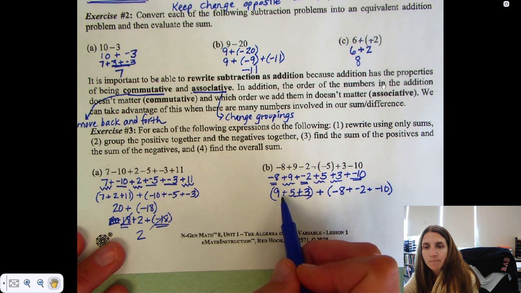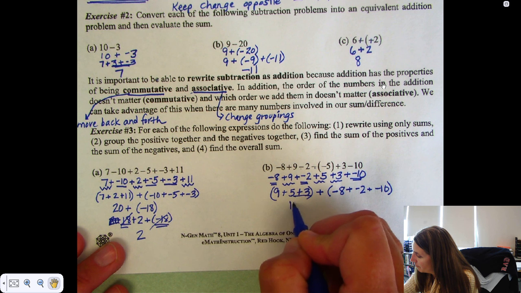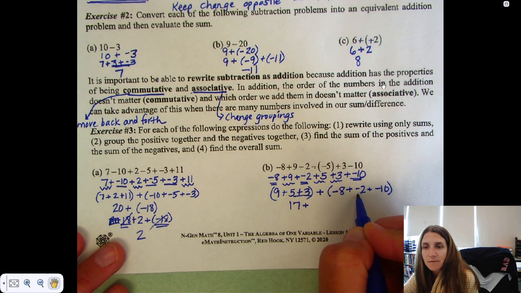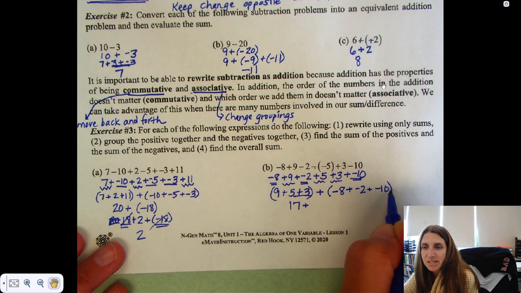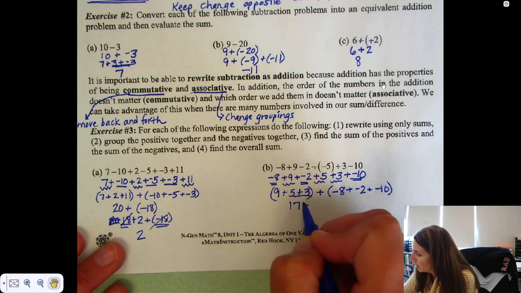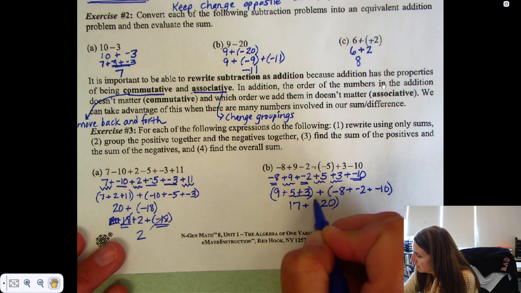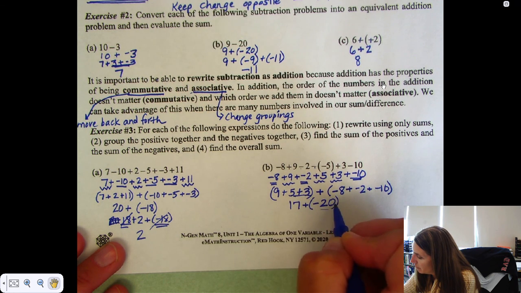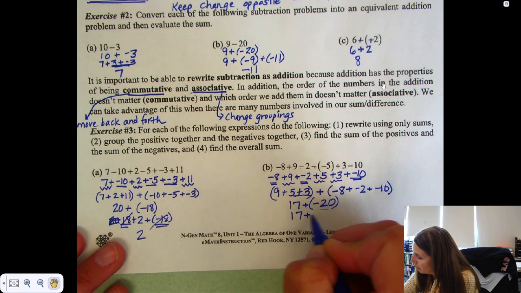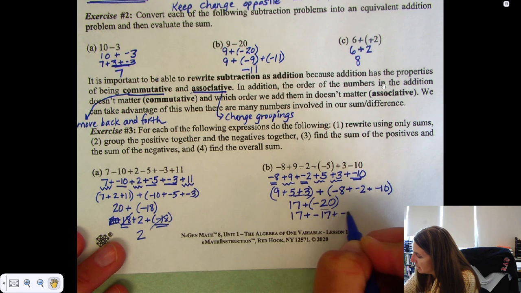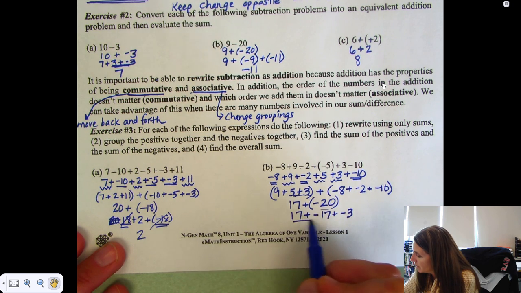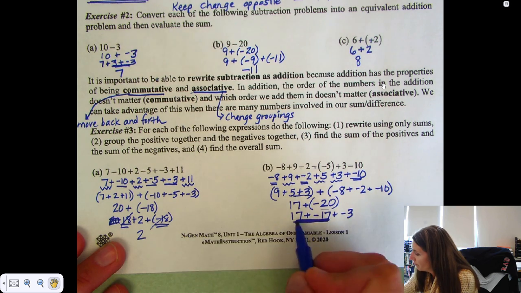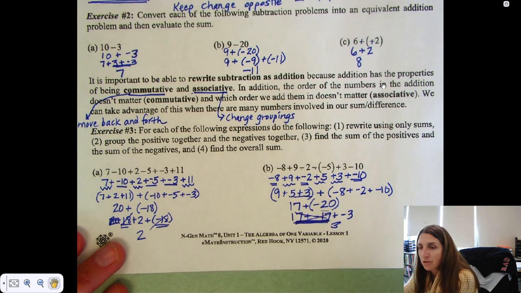Plus 9, 17. Plus, I have 8 and 2 negatives, that's 10 negatives. Plus 10 more negatives, that's 20 negatives. Different signs there. I can pull apart this negative 20 because it has more. I'll pull it apart to negative 17 plus negative 3. This 17 plus negative 17 cancel out, and you're left with 3 as your final answer.